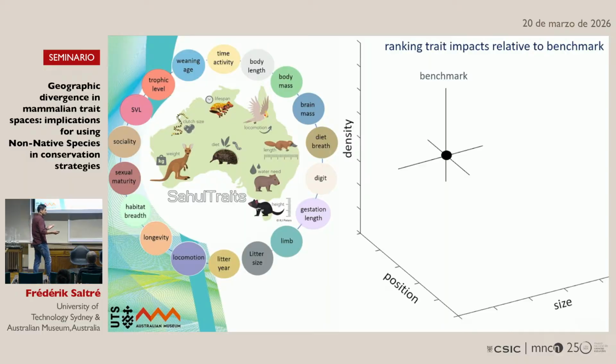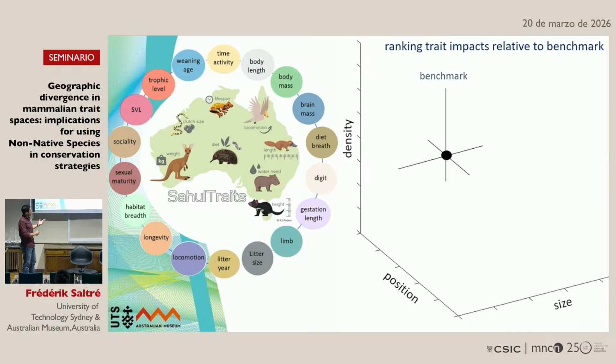Now that we see that we have a difference in function and functional diversity, which trait is responsible for that? Is it one trait? Is it several traits? To try to rank the important traits, do we have similar traits that are responsible for non-native or for native? To rank that, we're going to do what we call a sensitivity analysis.